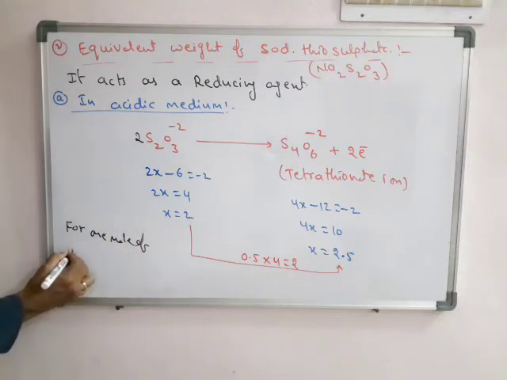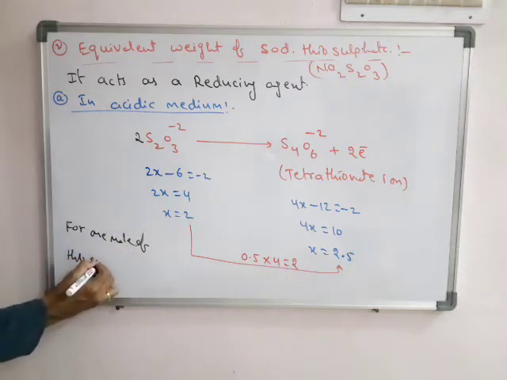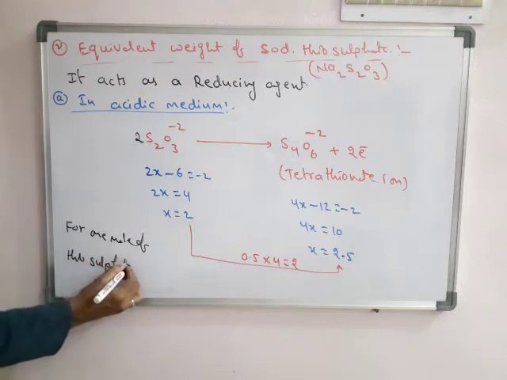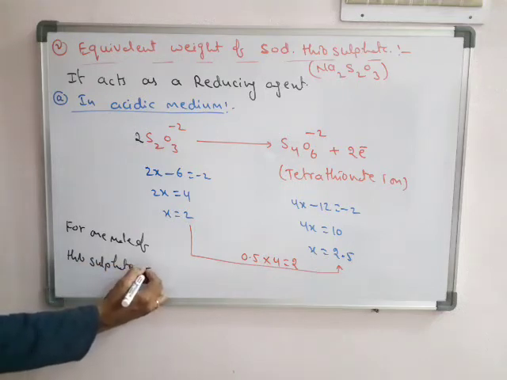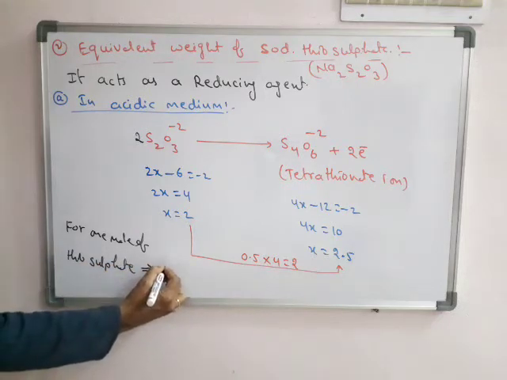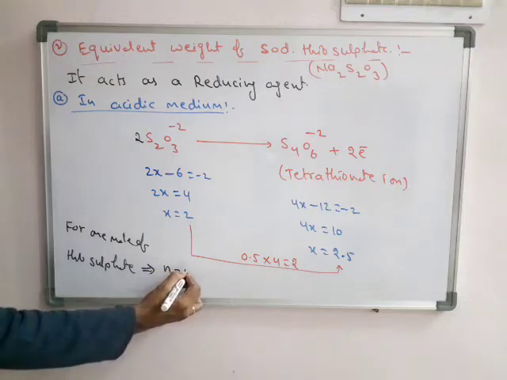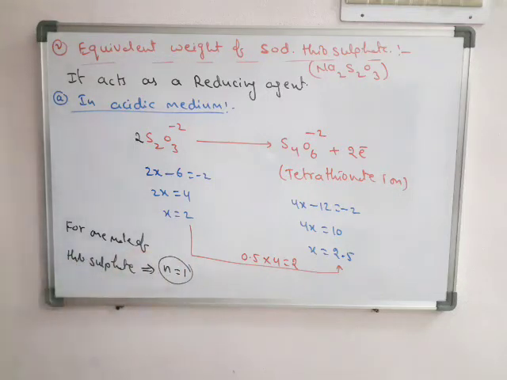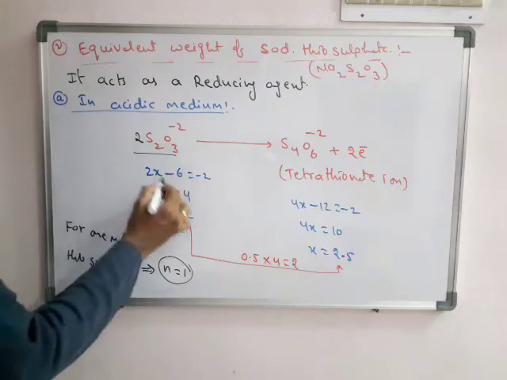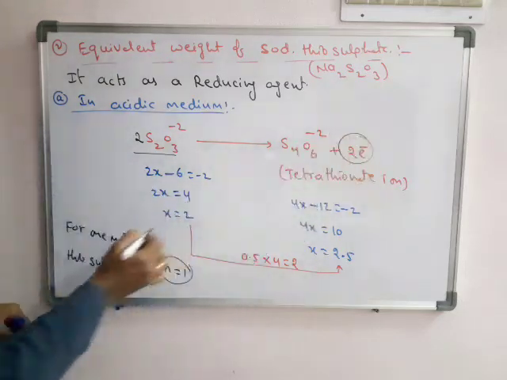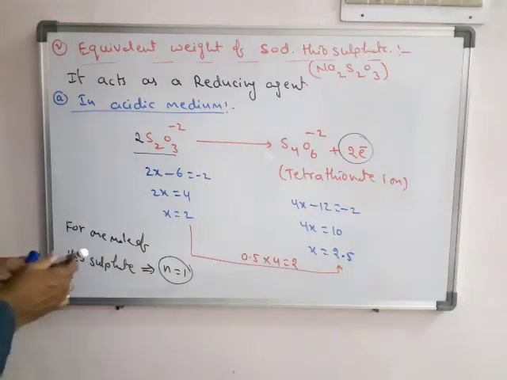So for 1 mole of thiosulfate, the number of electron change is equal to 1. Okay, there are 2 moles, that is we got 2 electrons. For 1 mole, n equals 1.